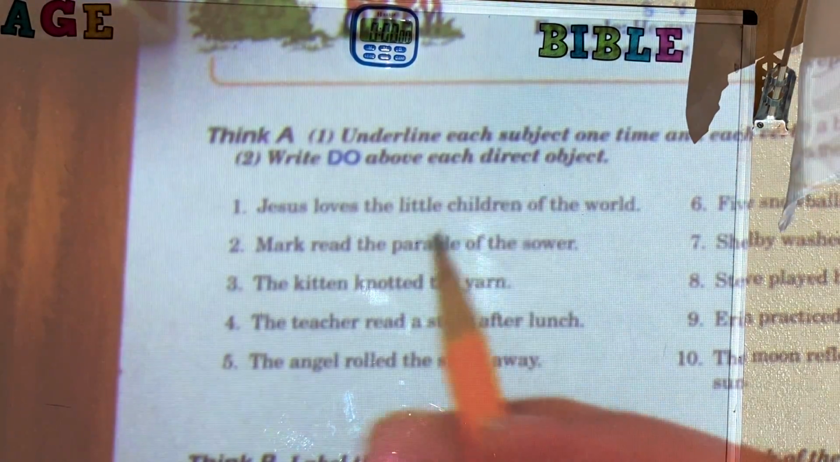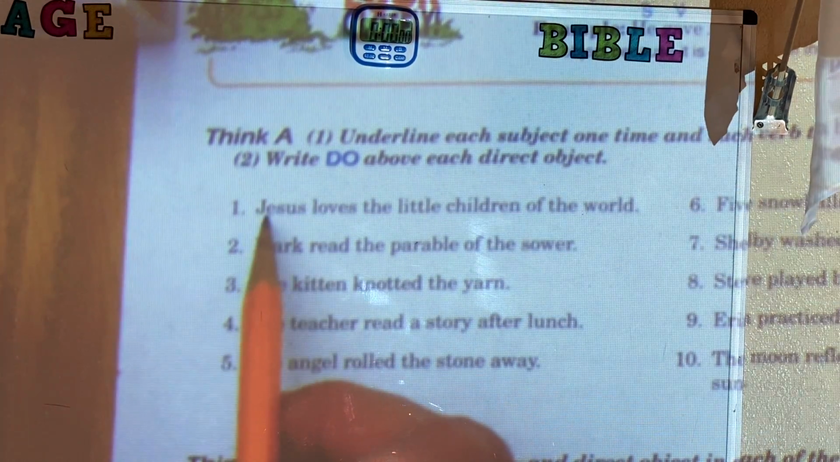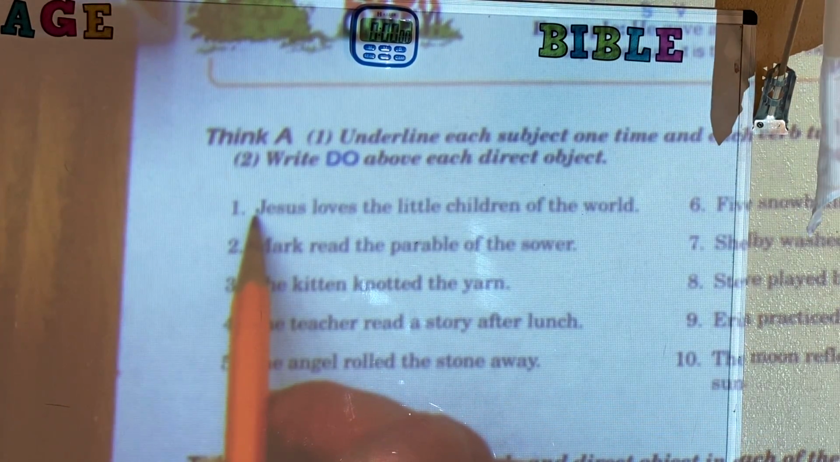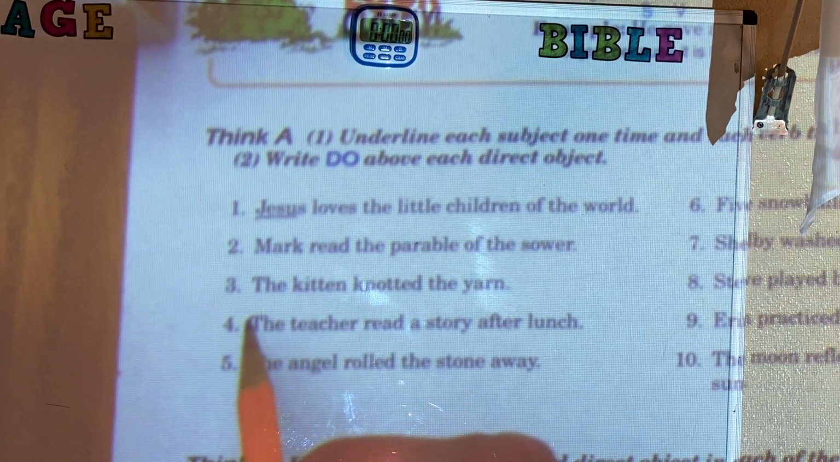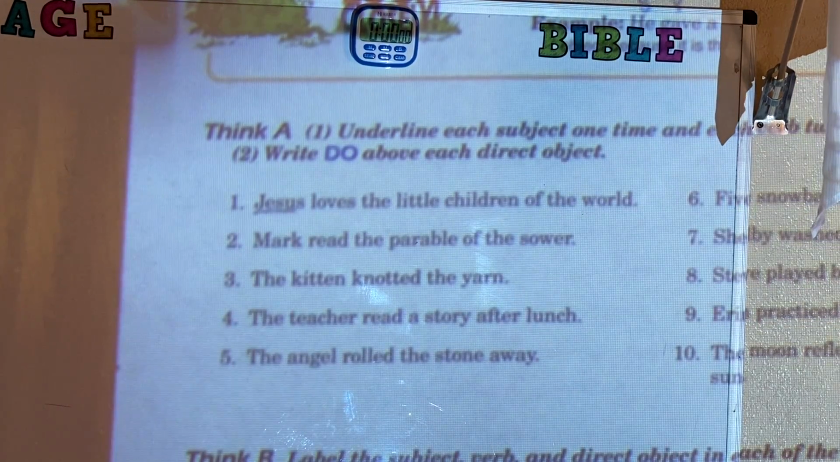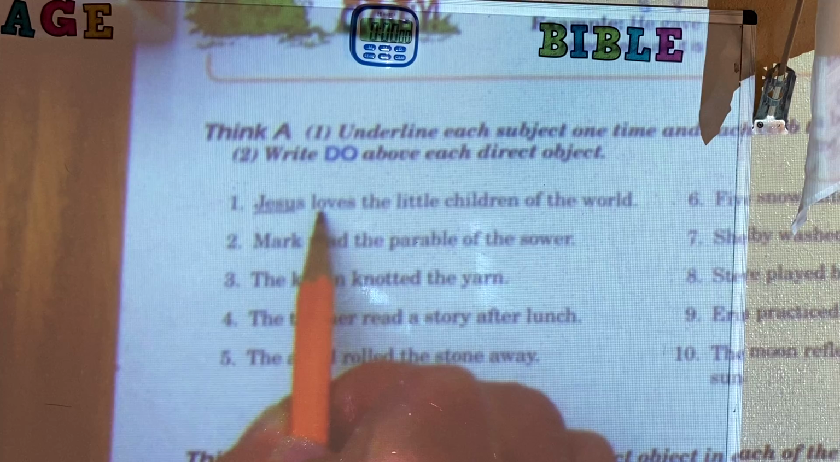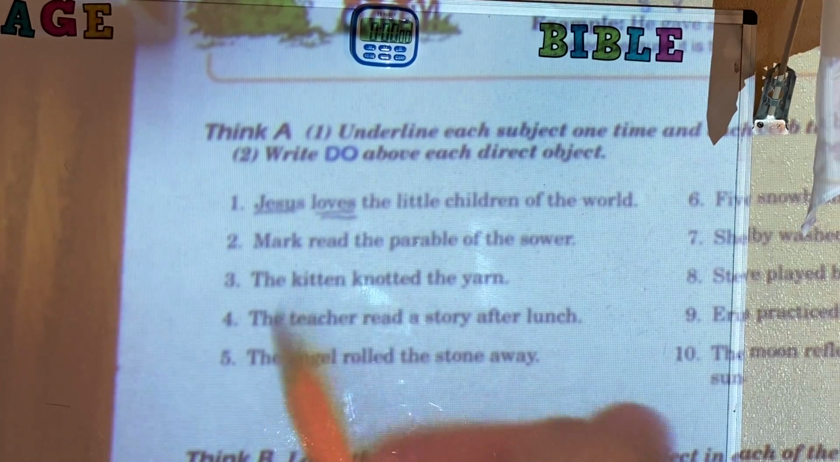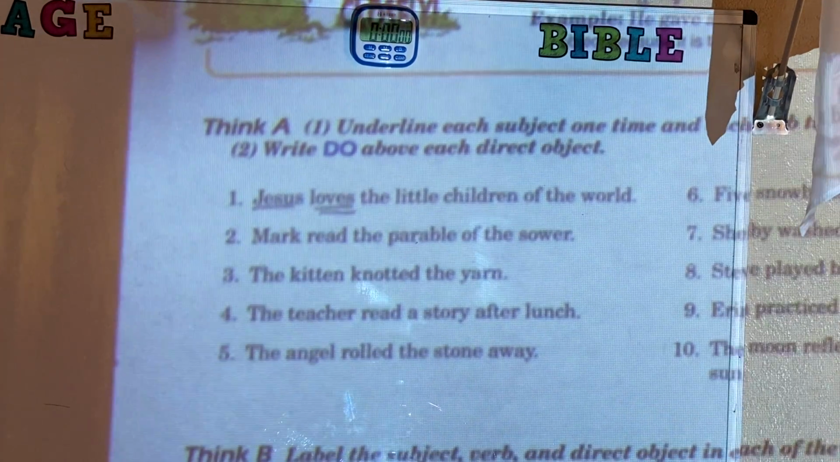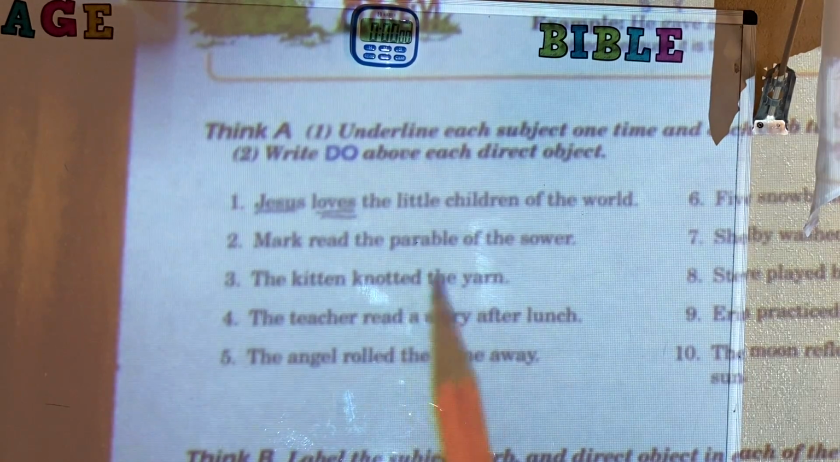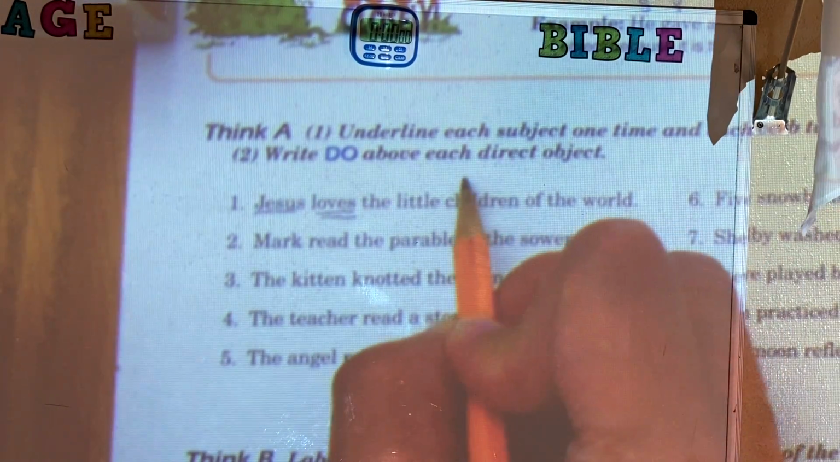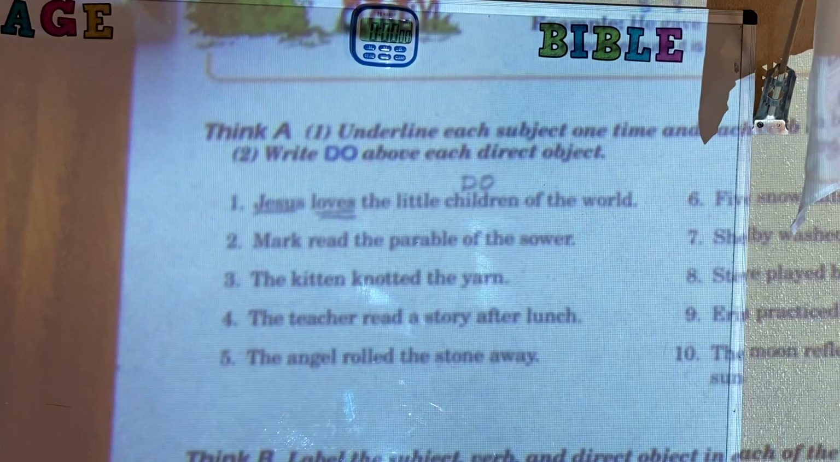What is the subject? It's going to be Jesus. So we underline it once. And what is the verb? The verb is loves. So that would be underlined twice. And who does Jesus love? That would be children. So children are the direct object.